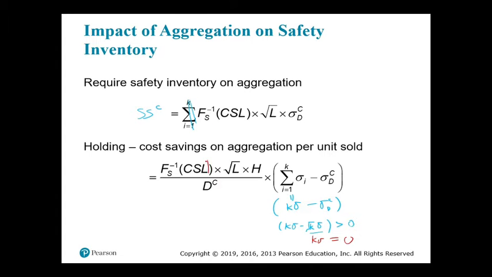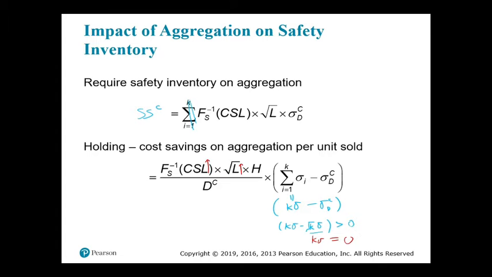Service level increase means that if this CSL is higher, then this cost saving would increase, right? Which means if we have a higher product availability level, then we would be inclined to do more aggregation. The other thing is lead time. If lead time increases, then we would also tend to benefit more from aggregation, right?